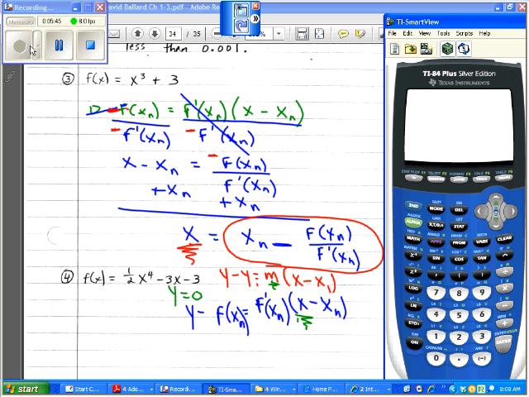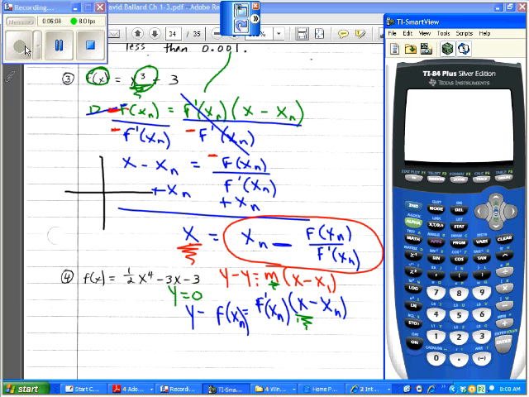I'm going to pause the video just a second. Okay, now let's go back and think about what we're doing here. If we had a graph of this function, first of all, it's an x to the third power, so we know that the graph is going to look something like that, right? And it's going to intercept the x-axis somewhere.